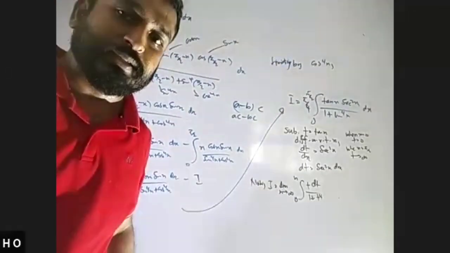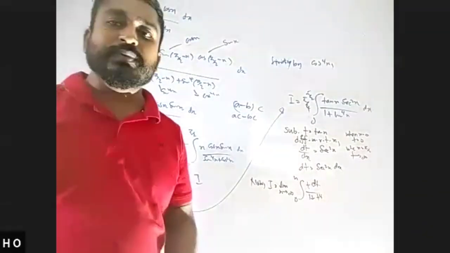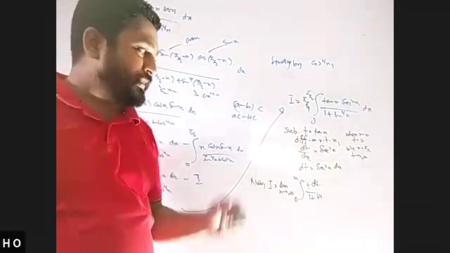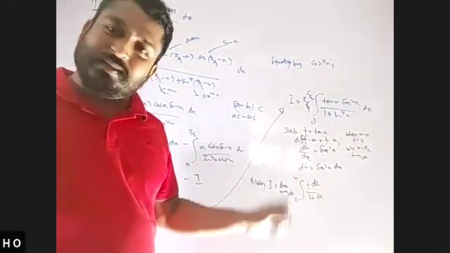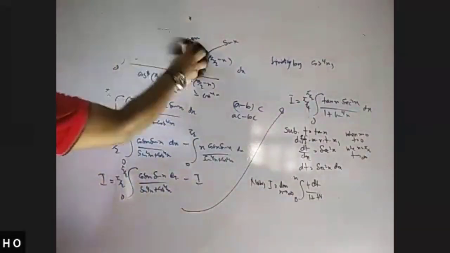Any suggestions you have? Any suggestions? The thing is this. Since we have nothing, it should be either by parts or substitution again. It doesn't look like by parts. It is substitution again. See how I told that substitution.